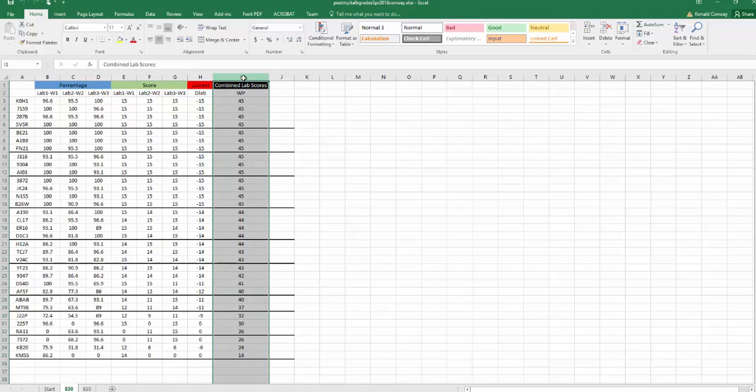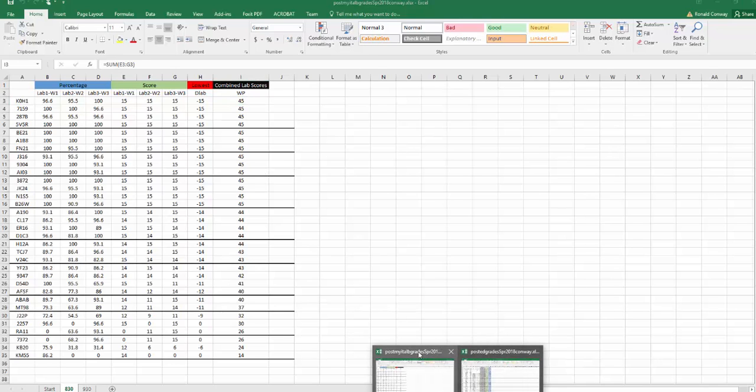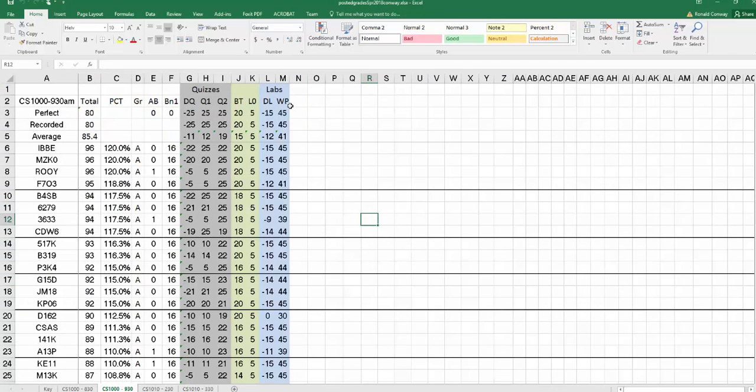The last column over here is your combined score. So this person scored perfect on all 3 labs. They have 45 out of 45 for the word processing labs. If you go to the grade sheet and look now, you'll see a column for WP, and that's out of 45. That's a combination of all 3 of your word processing labs.